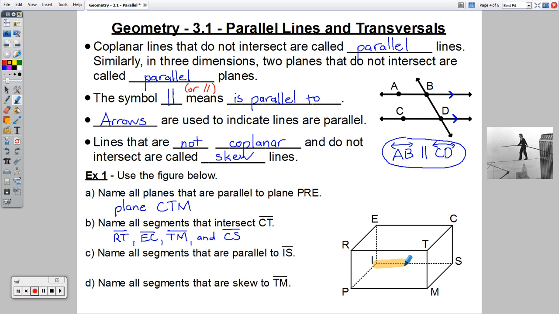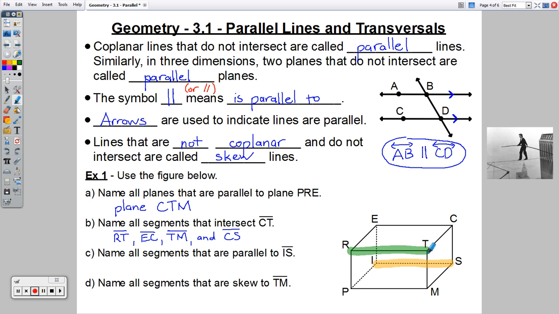Here's IS. So parallel to IS means if you extend the segments out, creating lines, they would never intersect. So clearly not going to be, I'll do this in red. These are ones that wouldn't work, because the segments themselves touch IS, so not parallel there. I'll go with green for these now. These ones are going to work.